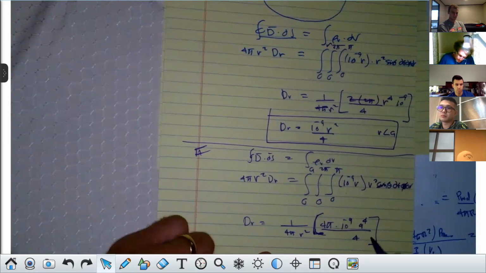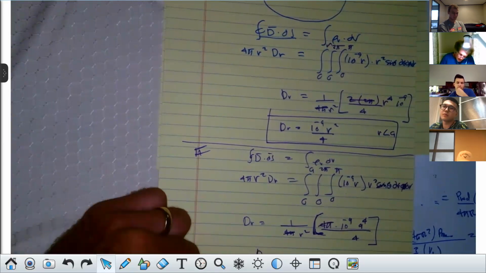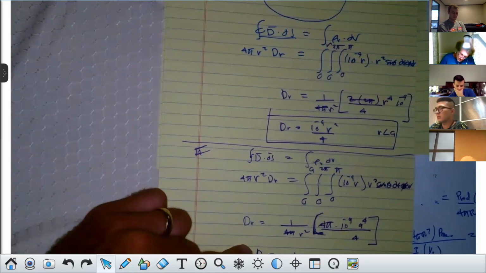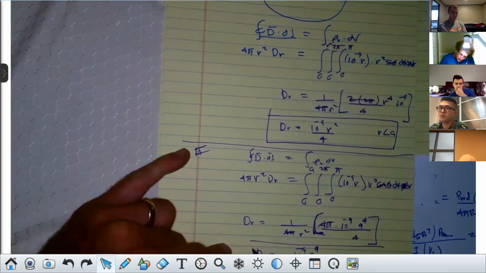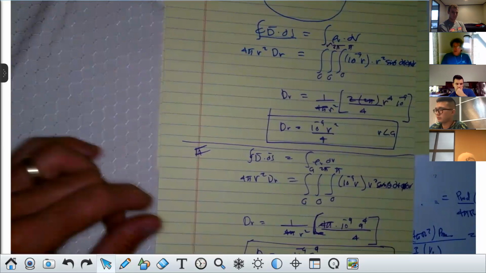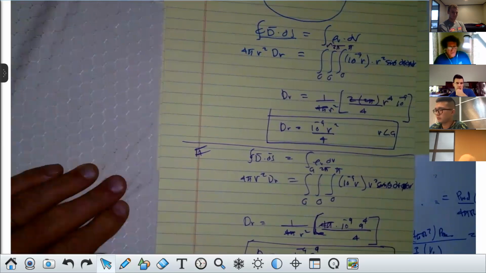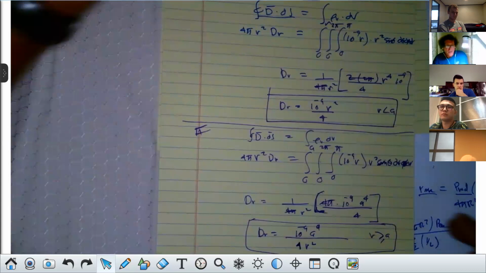Now, when you do this, the 4 pi's obviously cancel. Then I have D_r equal to 10 to the minus 9, a to the 4th, over 4 r squared. And that would be for r greater than or equal to a. Y'all agree with that? Now, let me move it back down. Everybody okay with that?